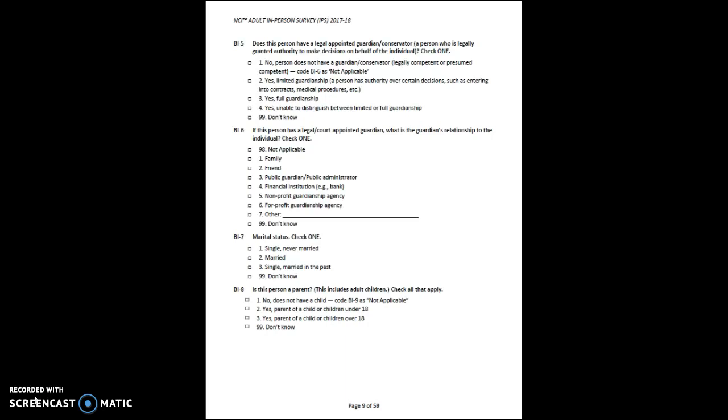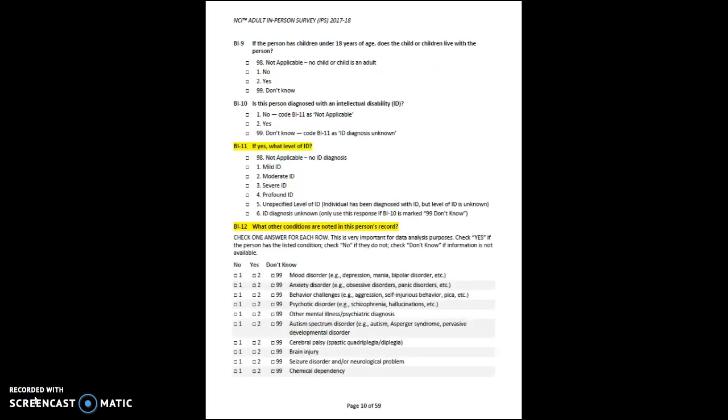So question BI8 asks whether the person is a parent, and if so, whether they have a child who is under 18 and or over 18. For individuals with a child under 18, we want to know whether their child lives in their house. And starting with BI10, we have a few questions around diagnoses. So whether the person is diagnosed with an intellectual disability. If so, what is the level of ID? Question BI12, what other conditions are noted in the person's record?